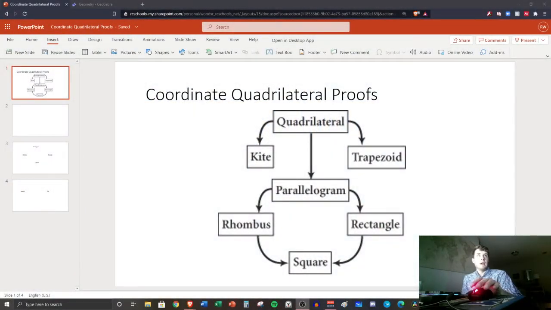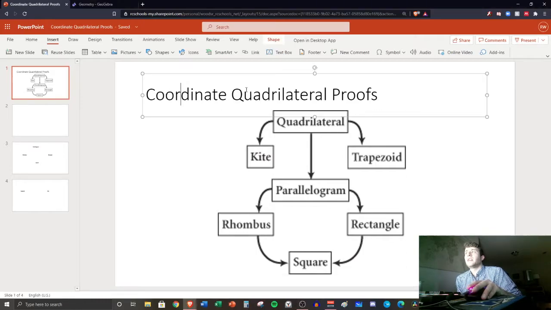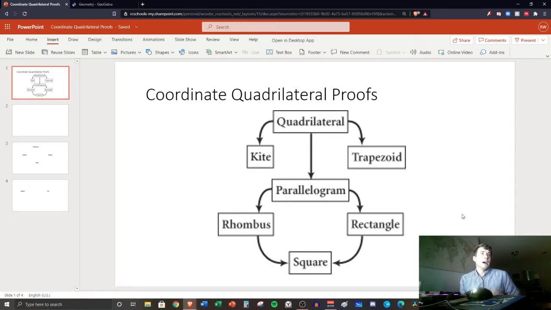All right, so the first thing you see on here is a diagram where we're talking about quadrilaterals. So at the top, let's do this. Draw a line in your notes to separate this, and then title this section Coordinate Quadrilateral Proofs. And then what I'd like you to do is draw this diagram. This is our hierarchy of quadrilaterals, okay? So I'm going to pause the video and have you guys write that.